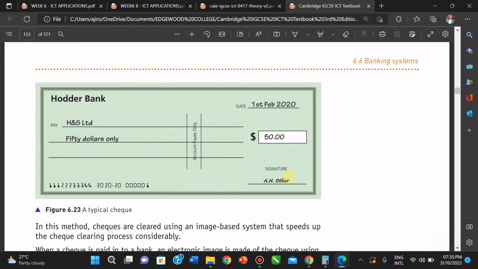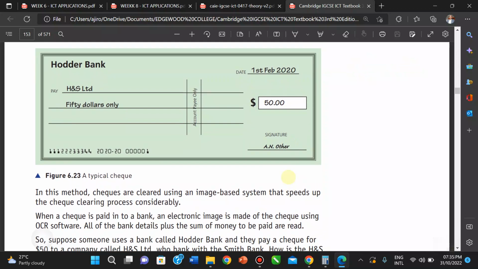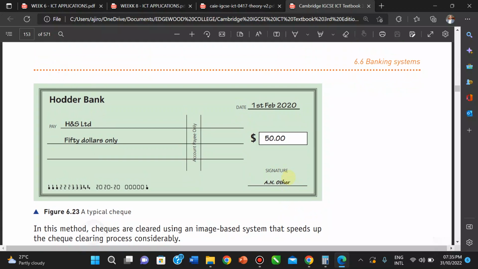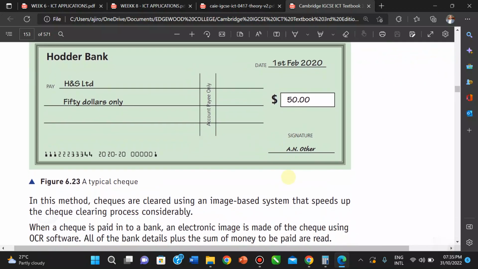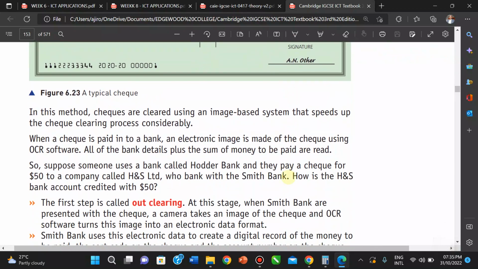So this is a sample of how your check is, and that's how it is. I showed you a practical example also of how the Naira check is, but this is how it is in a dollar check. Okay.